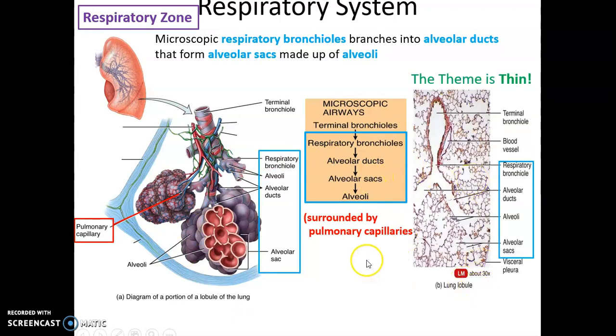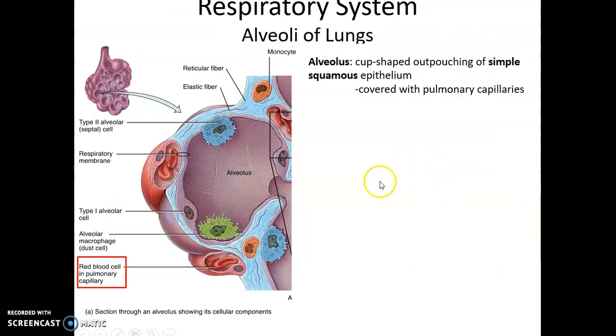And the theme here when we get to the alveoli is thin. The alveoli are extremely thin. They are simple squamous cells, and that thin structure allows for the gas exchange to be possible. So an alveolus is sort of a pouch or cup-shaped structure that's sticking out, and it is made up of simple squamous epithelial cells. So simple, only one layer thick, squamous, super thin epithelial cells. And of course, the alveolus has multiple pulmonary blood capillaries lying on its surface.